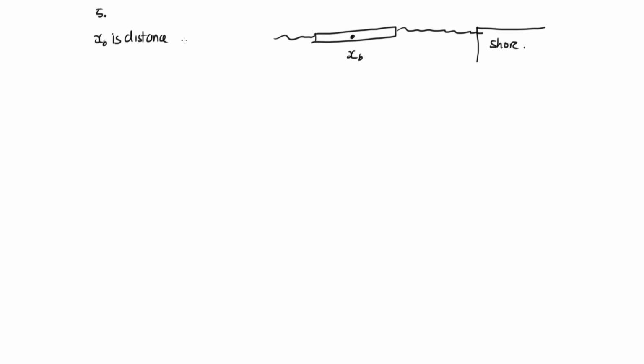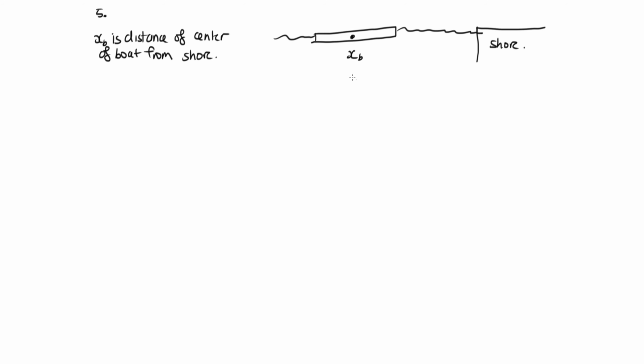Okay, so this is problem 5, and this is also a little bit challenging. Here we've got a boat, and then over here's the shore. And here's water. And we'll let xb be the distance of the boat from the shore. So xb is the distance of the center of the boat from the shore.